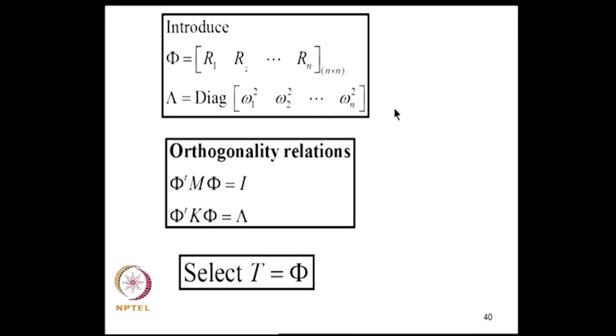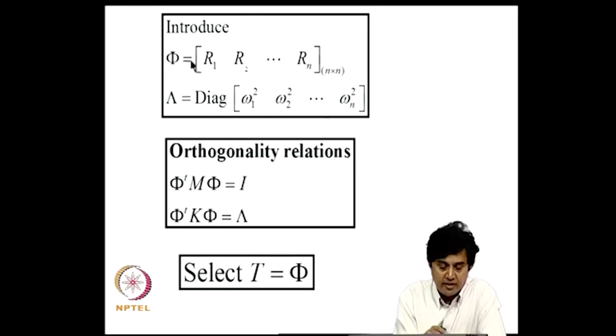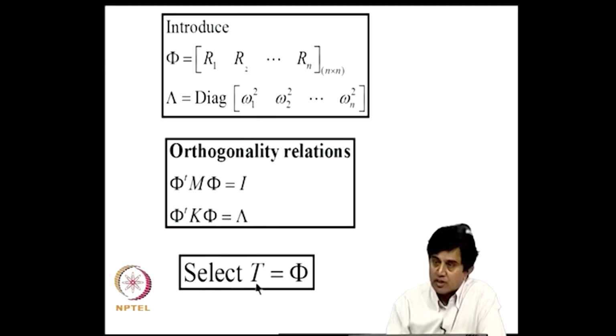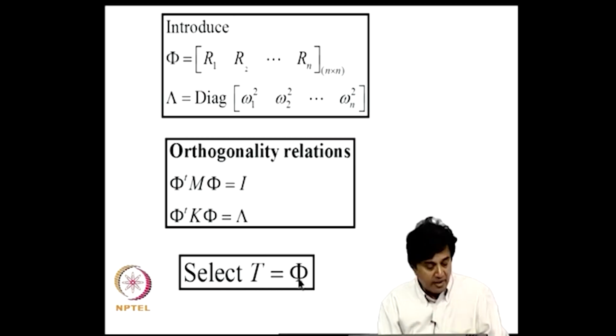Now, we pool all the normalized eigenvectors into one matrix, call it the modal matrix phi, and I define another diagonal matrix lambda, along whose diagonal I have the squares of the natural frequencies, which are the eigenvalues. The orthogonality relations in terms of the modal matrix can be written as phi transpose M phi is I and phi transpose K phi is lambda. Now, I select the transformation T that I was originally looking for to be phi, so that upon this transformation the transformed mass matrix and stiffness matrix will be diagonal.